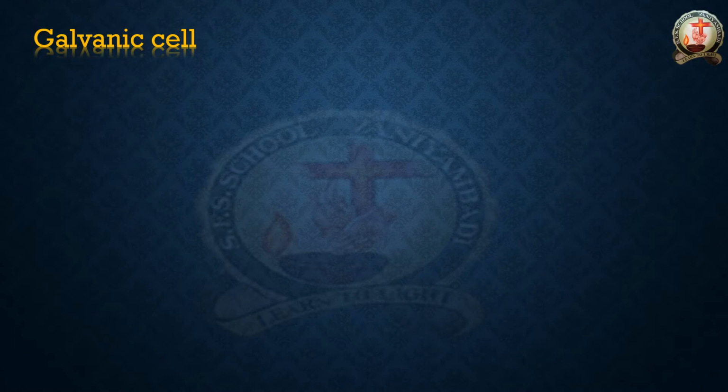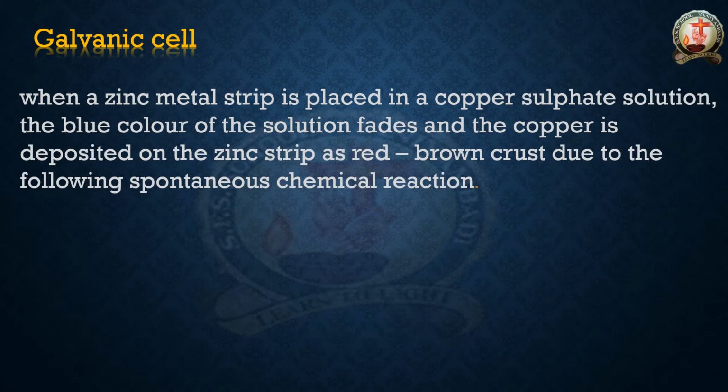Now we are going to see the galvanic cell or voltaic cell. When a zinc metal strip is placed in the copper sulfate solution, the blue color of the solution fades. We are taking only a chamber. The chamber contains a copper sulfate solution, which is blue in color. When we insert a zinc metal strip into the copper sulfate solution, a red to brown crust forms due to the following spontaneous chemical reaction.